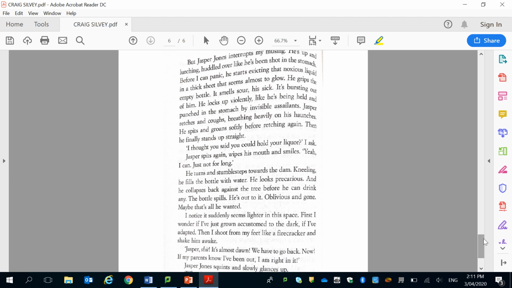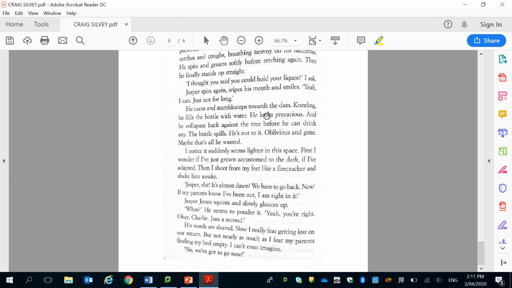Thought you could hold your liquor, I ask. Jasper spits again, wipes his mouth and smiles. Yeah, I can, just not for long. He turns and stumbles steps towards the dam. Kneeling, he fills the bottle with water. He looks precarious, and he collapses back against the tree before he can drink any. The bottle spills. He's out to it, oblivious and gone. Maybe that's all he wanted.